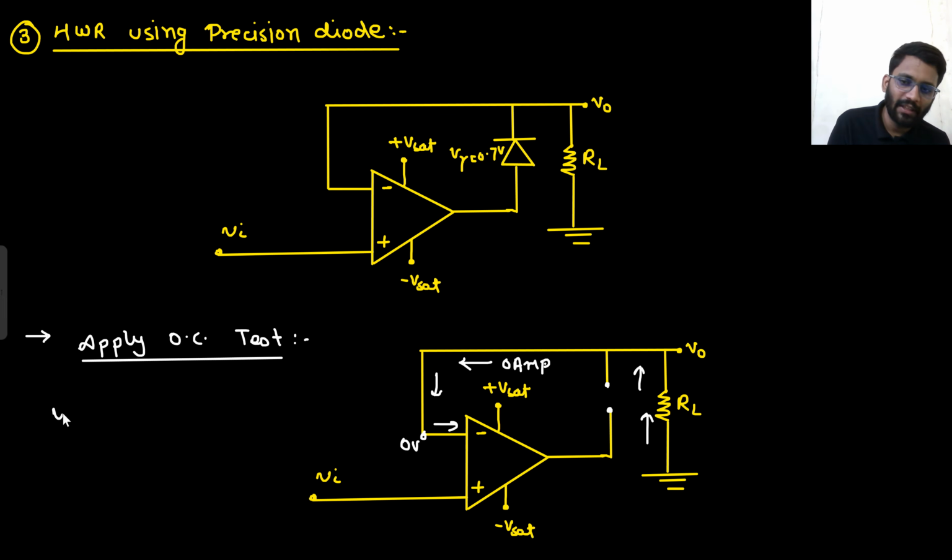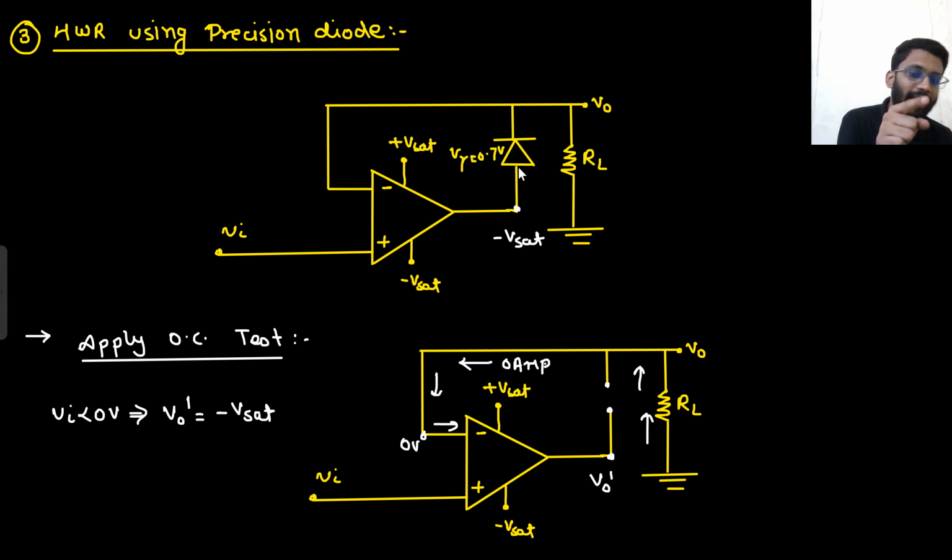If your V in is less than 0, what will be this node? Let's call this node V node dash. If V in is less than 0, then V node dash will be minus V set. The P side is at negative potential and the N side is at 0. This is the diode, this is at negative potential and this is at 0. So your diode is off.